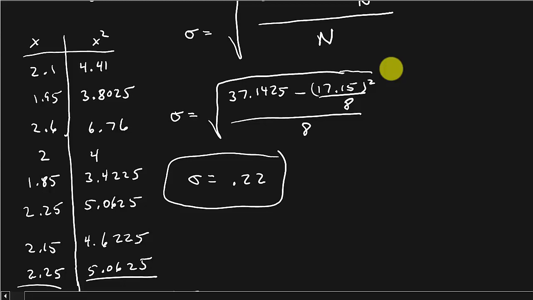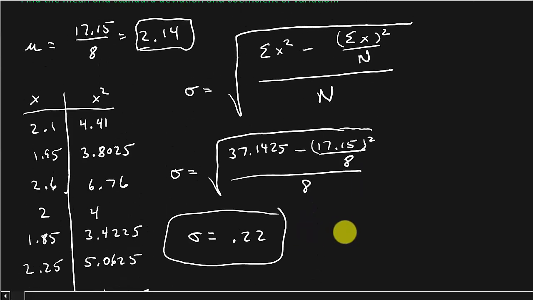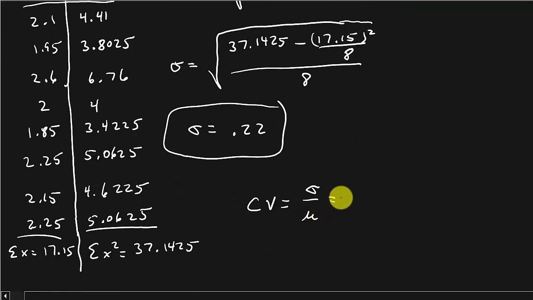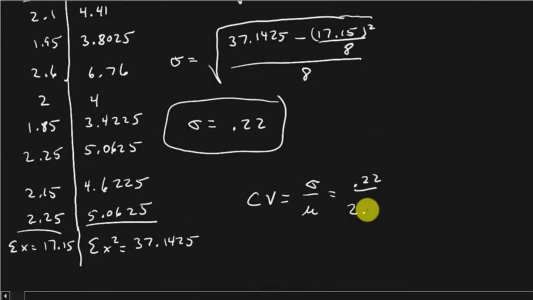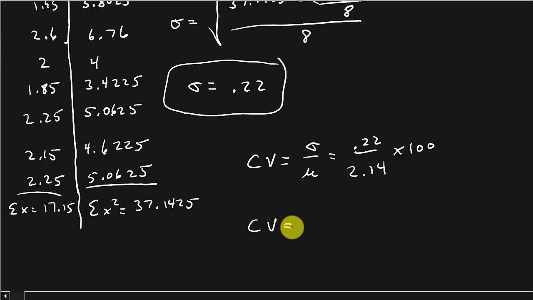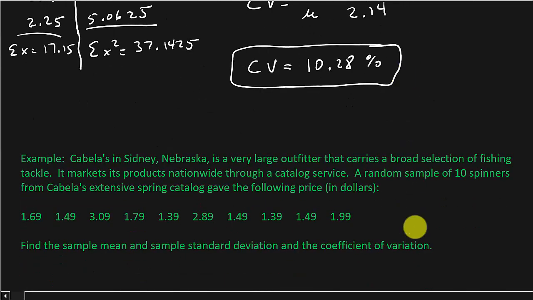Okay. Now they want us to find the coefficient of variation. So the coefficient of variation, in this case, that's sigma over mu, which is 0.22 divided by 2.14, times 100. And so the coefficient of variation is 10.28%. All right. So there's your mean, standard deviation for the prices there, and we found our coefficient of variation. Okay. All right. Now let's look at this next example.